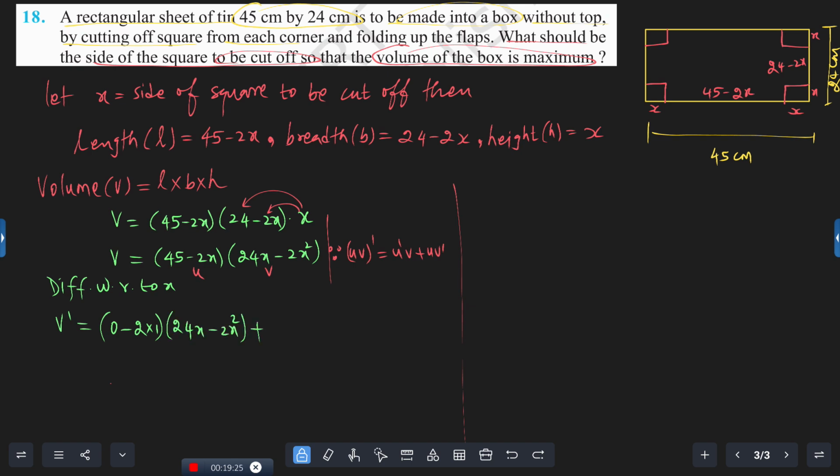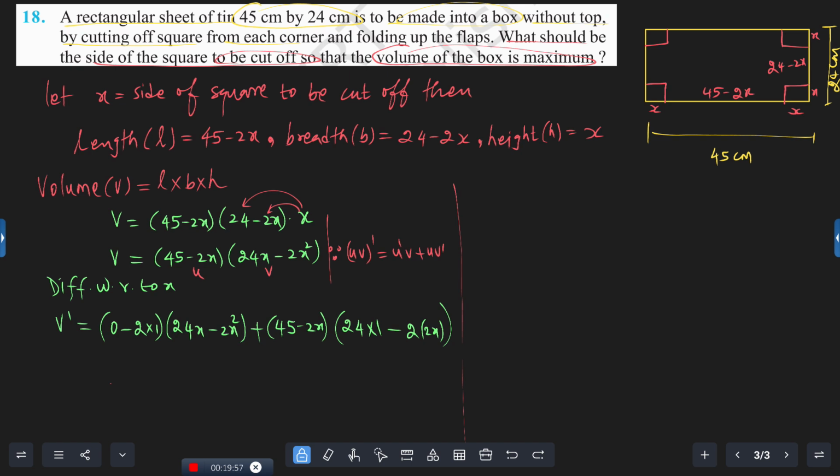Plus, U will be as it is, that is 45 minus 2x. V dash, this one you have to differentiate: 24 into the derivative of x, which is 1, minus 2 into the derivative of x square, which is 2x. Closed bracket. Be careful when you do this. Now simplify.